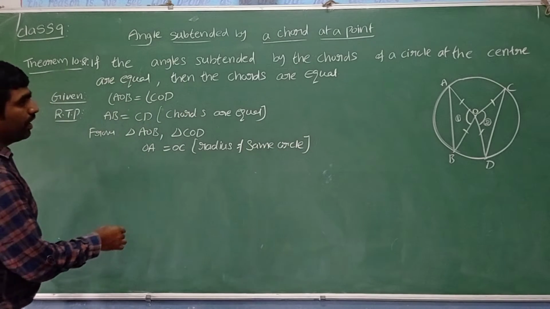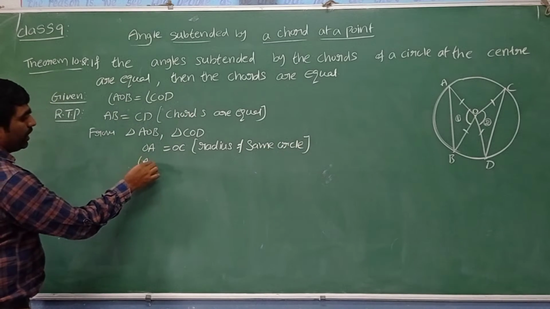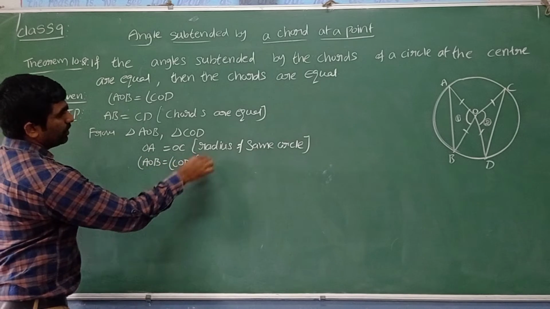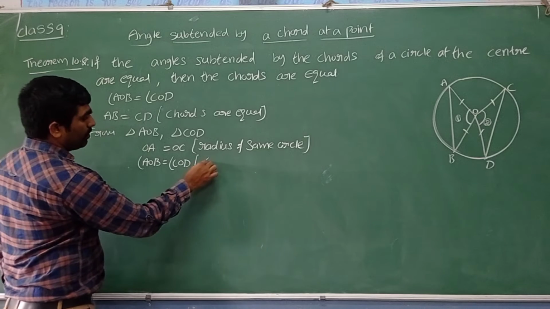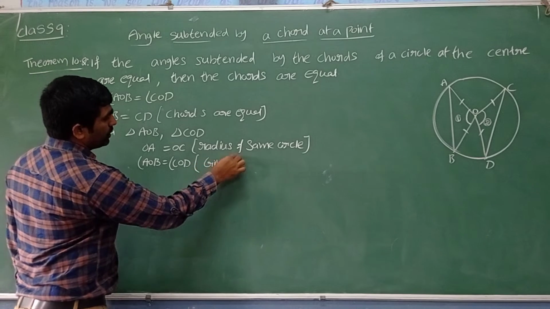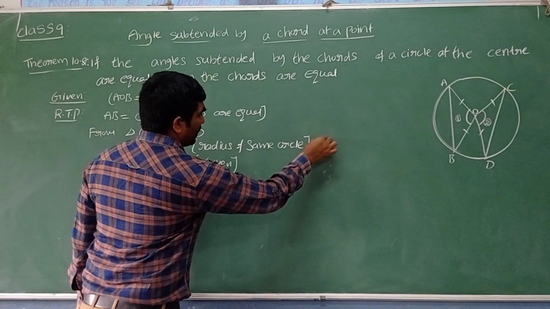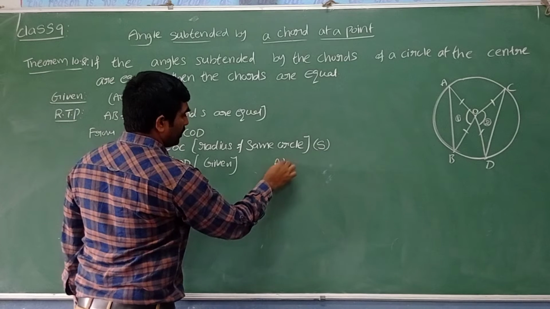Next we can take the subtended angle. Angle AOB is equal to angle COD. What is the reason? It is given that the angles subtended by the curves AB and CD are equal. One side we got equal, one angle we got equal.